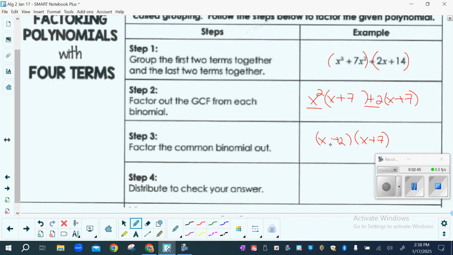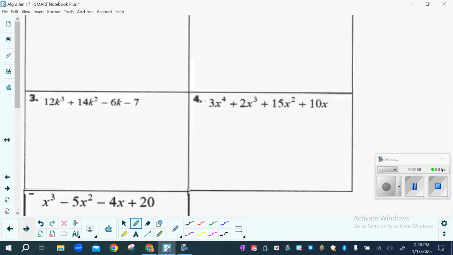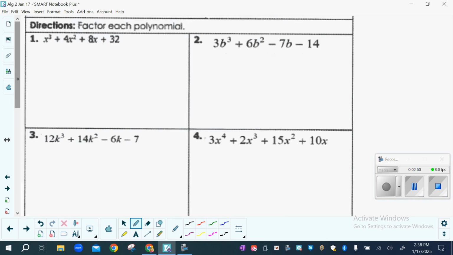Okay, on to some examples. Okay, so our first example here, first we're going to put parentheses around. We're going to group. So we're going to group the first 2, and then we're going to group the next 2. So what is our greatest common factor? A hand, please, of the first 2 terms. X squared. X squared, that's right. And what would we be left with in this set of parentheses? X plus 4. X plus 4.